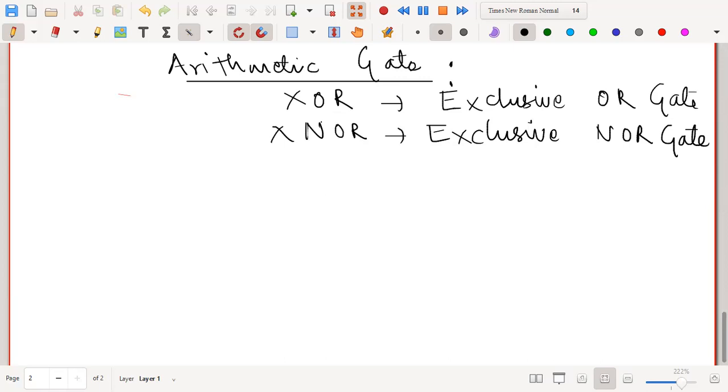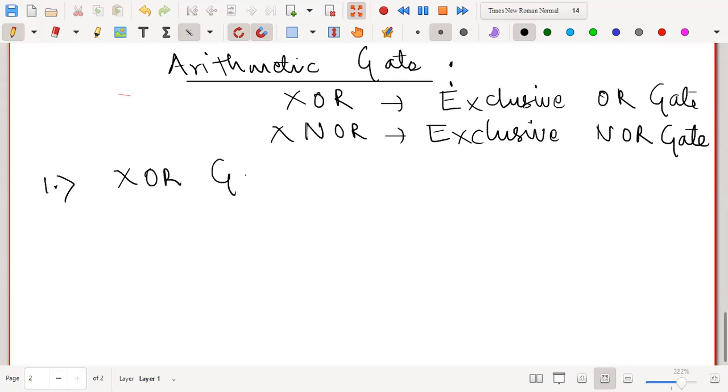Okay, why are they known as arithmetic gates? Because most arithmetic circuits utilize the XOR gate and XNOR operation. So that is why they are known as arithmetic gates: different types of arithmetic circuits utilize, most of the time, these two popular gates, and that is why they are put under this category of arithmetic circuit gates. Okay, so without any delay, let me start the first one, that is the XOR gate.